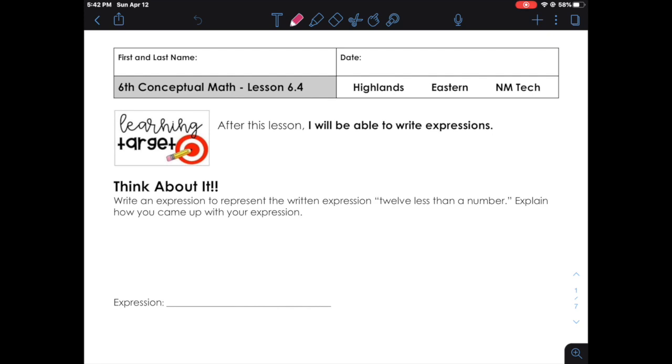Hi guys, I'm here to do lesson 6.4 with you. Your learning target for this lesson is I will be able to write expressions.